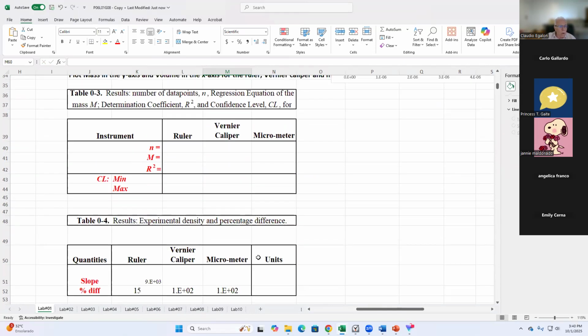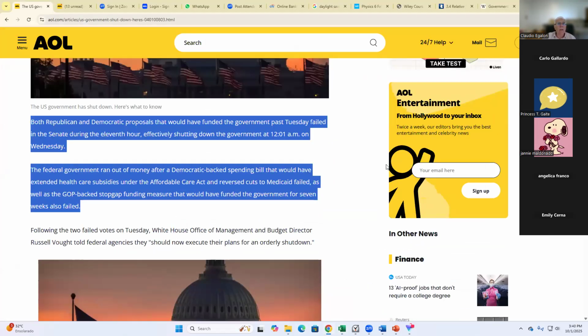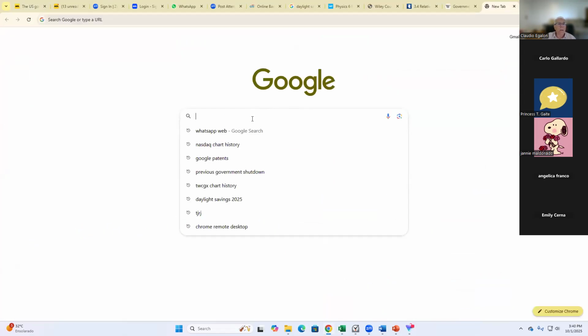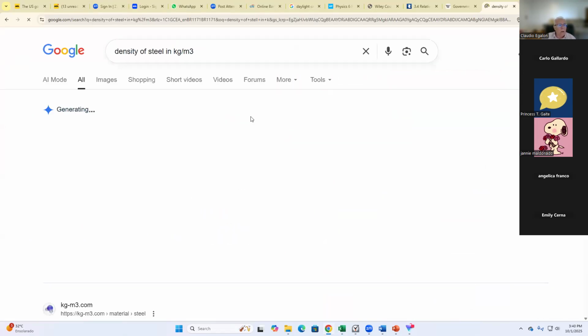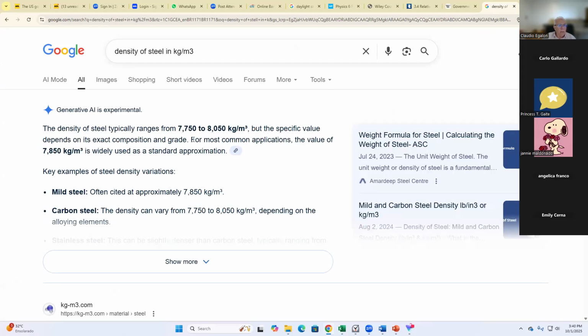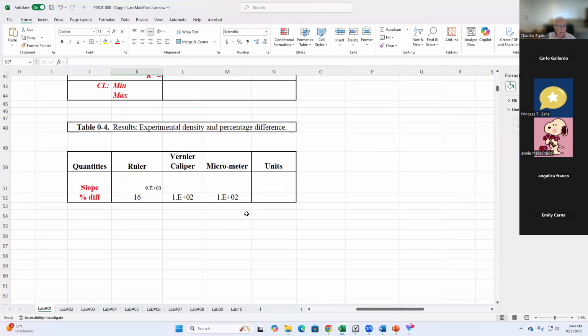9162. And what is the density of steel on the internet? Density of steel in kilogram per cubic meter. Between 7,750 and 8,000. That's okay. 7,900, right? Let's put 7,900 here. So I'm not getting 30%. I'm getting 16%. See that?